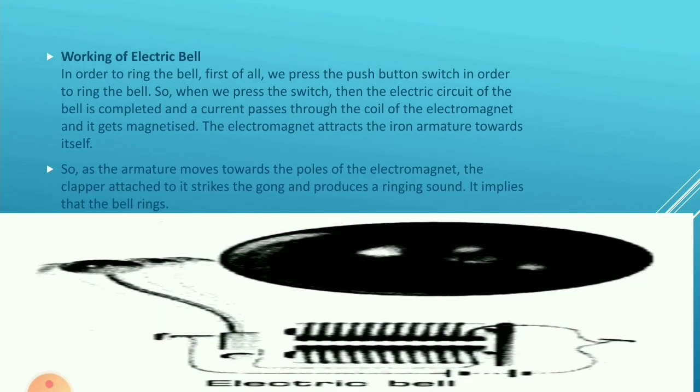So next, let's see about the working of the electric bell. In order to ring the electric bell, first of all, we press the push button switch. When we press the switch, the electric circuit of the bell is completed and the current passes through the coil of the electromagnet and it gets magnetized. The electromagnet attracts the iron armature towards itself. As the armature moves towards the poles of the electromagnet, the clapper attached to it strikes the gong and produces a ringing sound. It signifies that the bell rings.